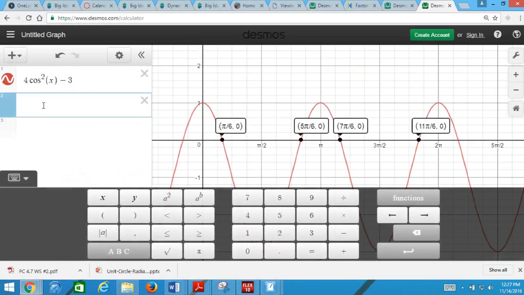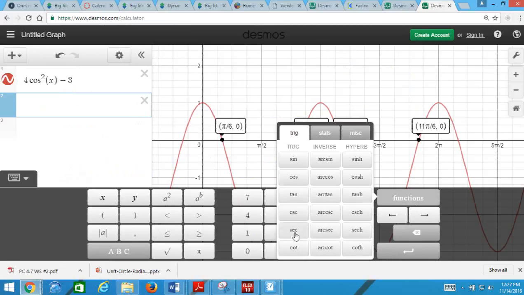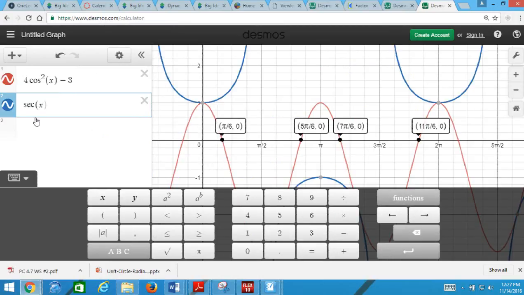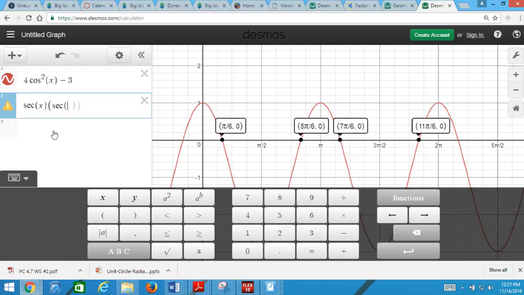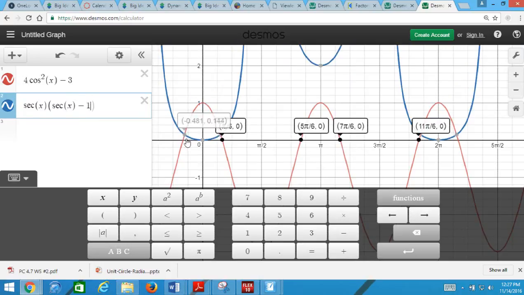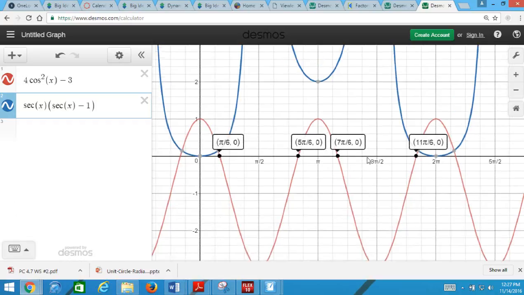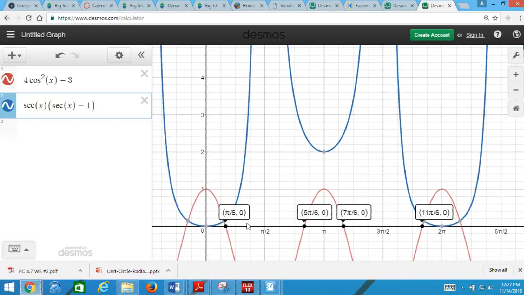Okay, just do it. So I have functions, and I do secant x, and then parenthesis, secant x, and then minus 1. You can see that it's kind of weird looking, but it only hits at 0 and then not again until 2 pi.